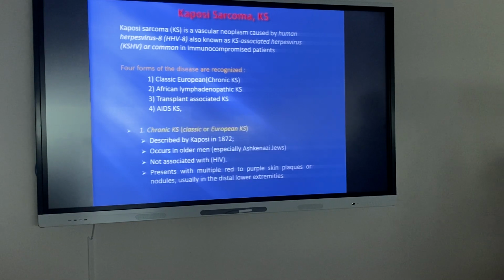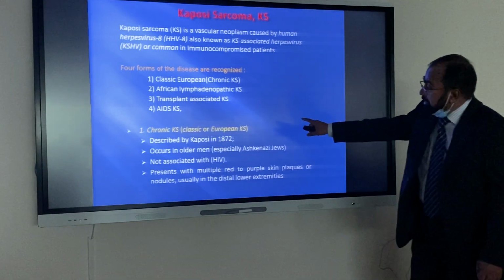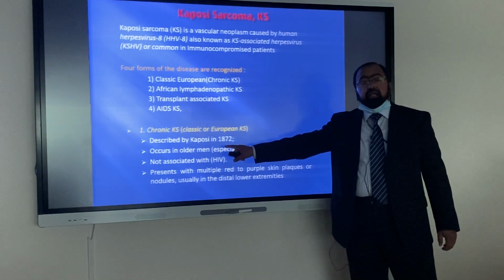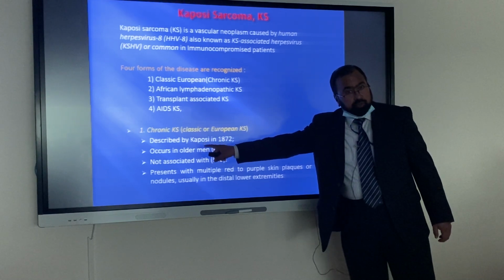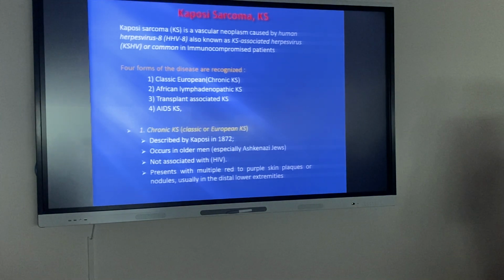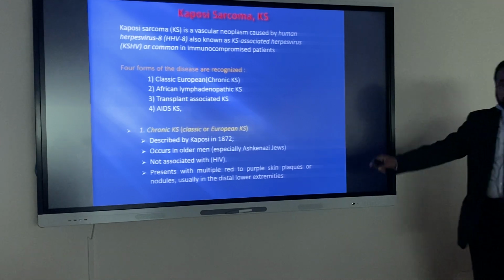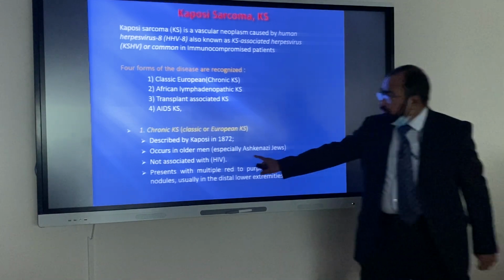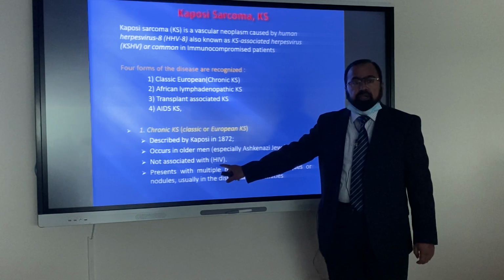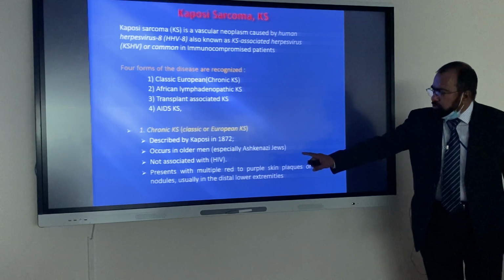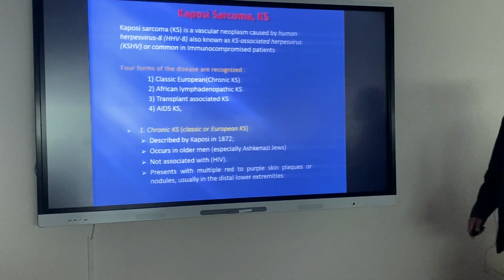One by one, the chronic or classic Kaposi sarcoma, the European Kaposi sarcoma, was described in 1872 by Kaposi, the scientist who discovered this one. It occurs in old men, especially Ashkenazi Jews. So there is a specific group of Jews, they are called Ashkenazi. Usually they are seen in multiple parts of the world, but they are not associated with HIV. Okay? They present with multiple red to purple skin papules and nodules, usually in the distal lower extremities.